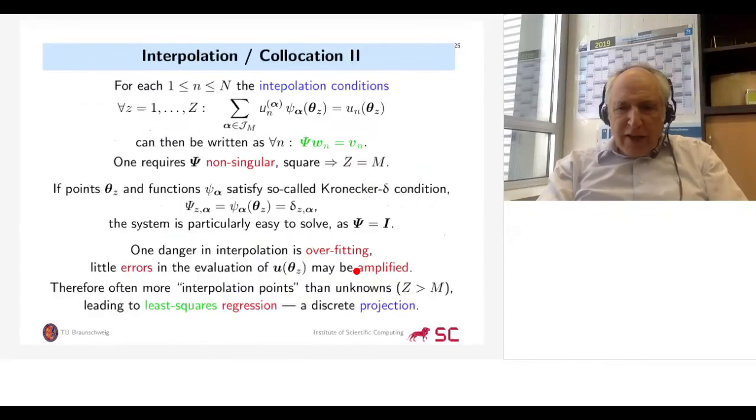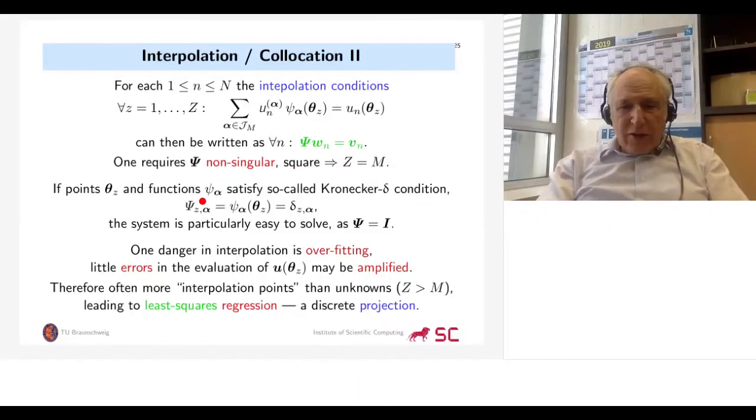And now, what are the interpolation conditions of these? The interpolation conditions are that at the interpolation points, my interpolated value is the same as what I want to interpolate. This is easily written as psi times Wn is equal to Vn. These are the evaluations collected in Vn for each n, and these are the coefficients I want to compute. Of course, to be able to solve this, the matrix has to be square, so Z has to be equal to N, and the matrix has to be non-singular, so not all points will work. That's one little problem with interpolation.